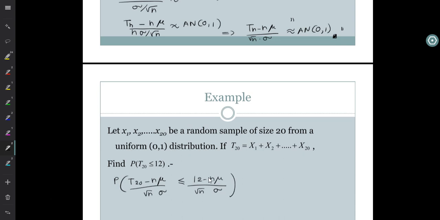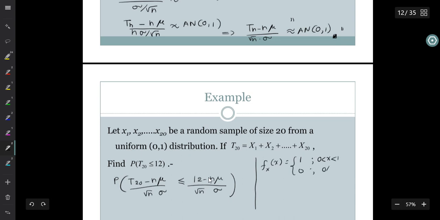It is given that this sample is from a uniform distribution within the interval 0 to 1. So therefore we know that the density of fx is 1 within the interval 0 up to 1 and 0 otherwise.